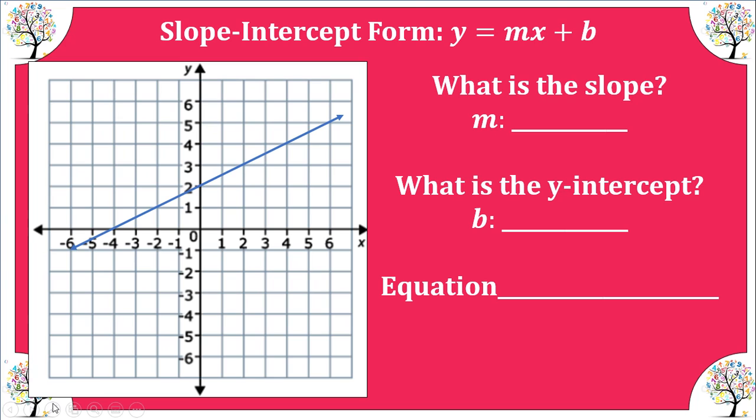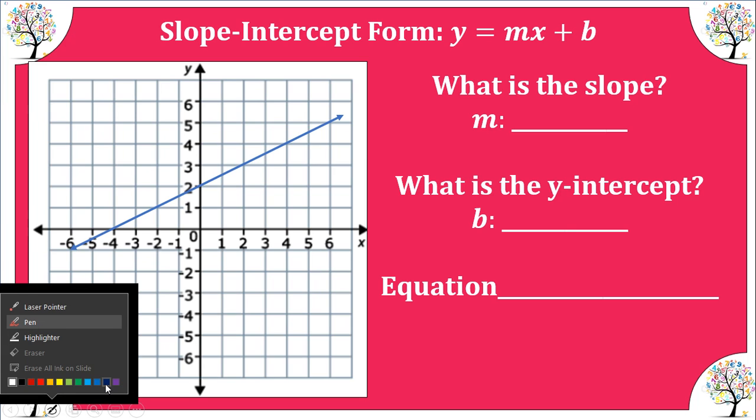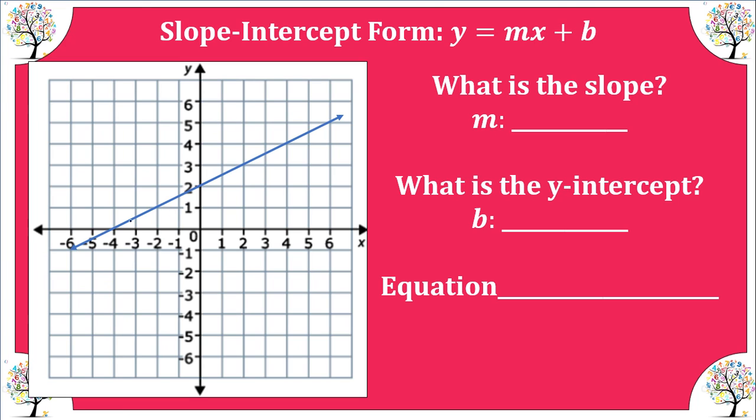Let's take a look at this example. We have a linear graph, and we're going to write it in slope-intercept form. We need to locate 2 points on this line. We can pick any 2 that we see. So here's a point, and here's a point. We're going to find the slope first, which is rise over run.